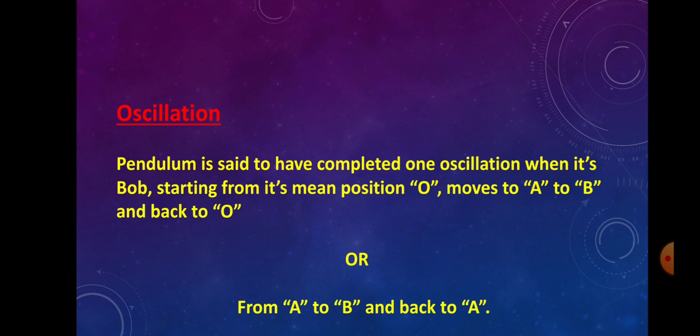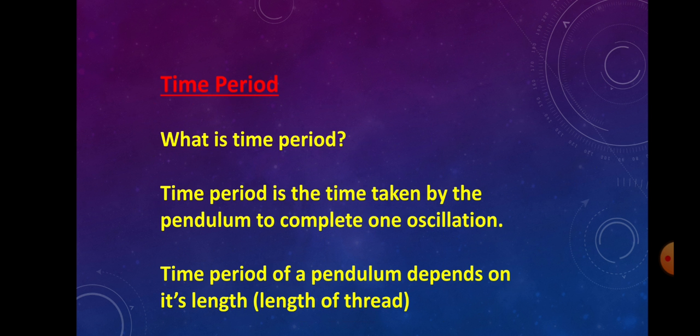So, oscillation. Now, what is oscillation? A pendulum is said to have completed one oscillation when its bob, starting from its mean position O, moves to A, to B, and back to O. Or you can say the bob is released from A, goes to B, and comes back to A. If you have any doubt with the oscillation concept, you can ask me in the comment section. I will clear further doubts about this chapter if you have any.